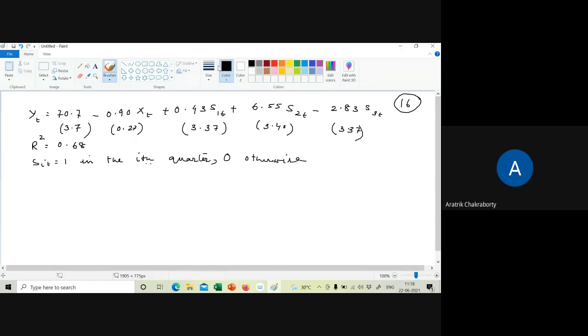Ma'am, we use the additive dummy principle here, right? Is there any other alternative? No, ma'am, we are not considering slope differences here.